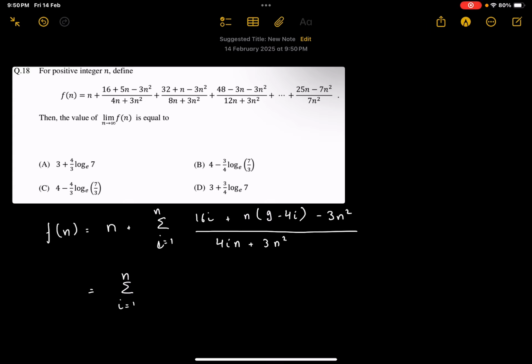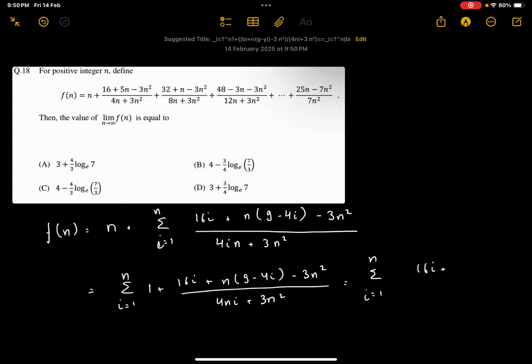the summation from 1 to n, 1 plus (9 minus 4i) square upon 3n square, which becomes 9n plus 9n upon n into (4i plus 3n).